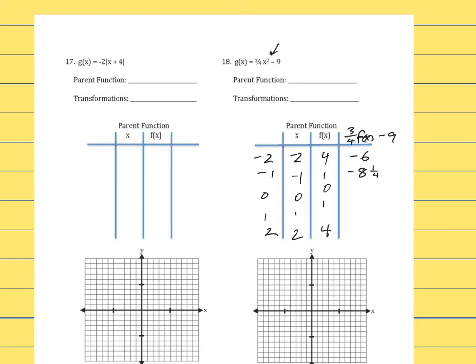Isn't it just negative? No, it's just negative 9. Negative 9. And guess what the next two are going to be? Negative 8. Right. Yeah.